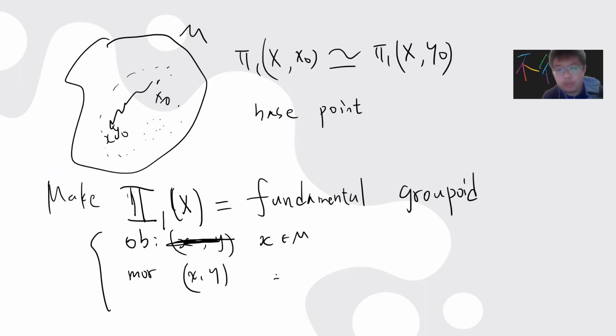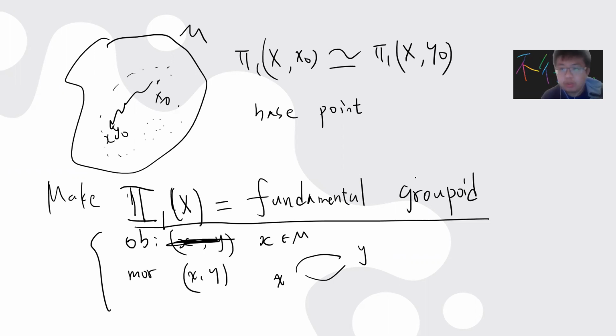I can just connect it with a path. I can just find all paths connected to x and y. And the composition is just composition. Okay, so you can easily see that this is a groupoid, because each morphism, each loop, if I can go from x0 to y0, I can just turn it around and go back. So it is easy to see that this pi1(X) is actually a groupoid.